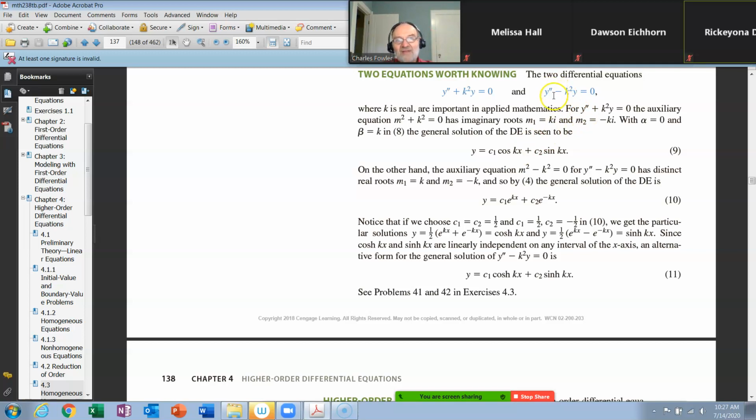If, on the other hand, it's a minus k squared, then that's a much easier one to do. That gives you plus and minus k as your auxiliary solution. m squared minus k squared is equal to 0, so that's (m plus k) times (m minus k), so m1 would be plus k and m2 would be minus k, and that gives you e to the kx plus c2 e to the minus kx.